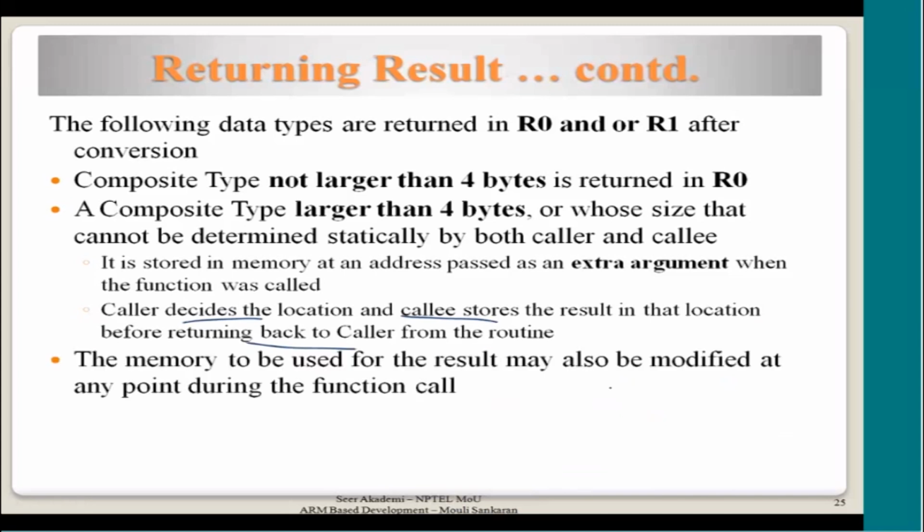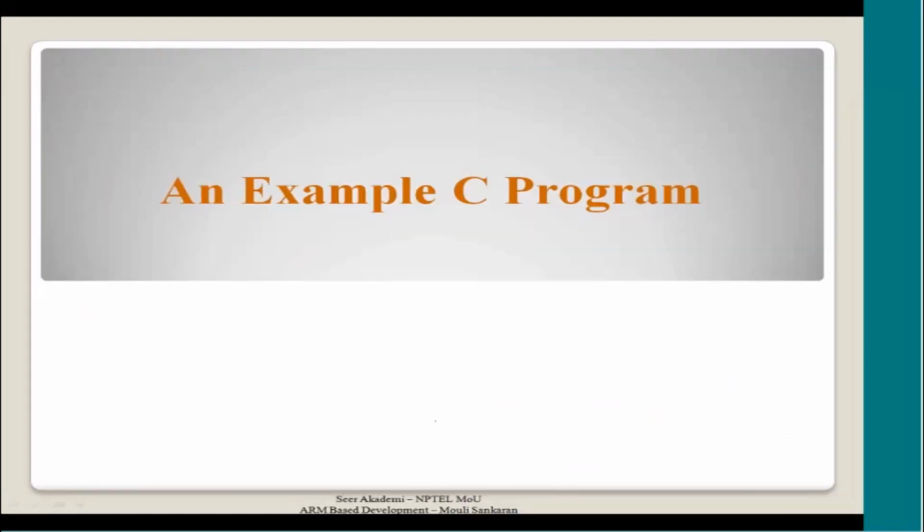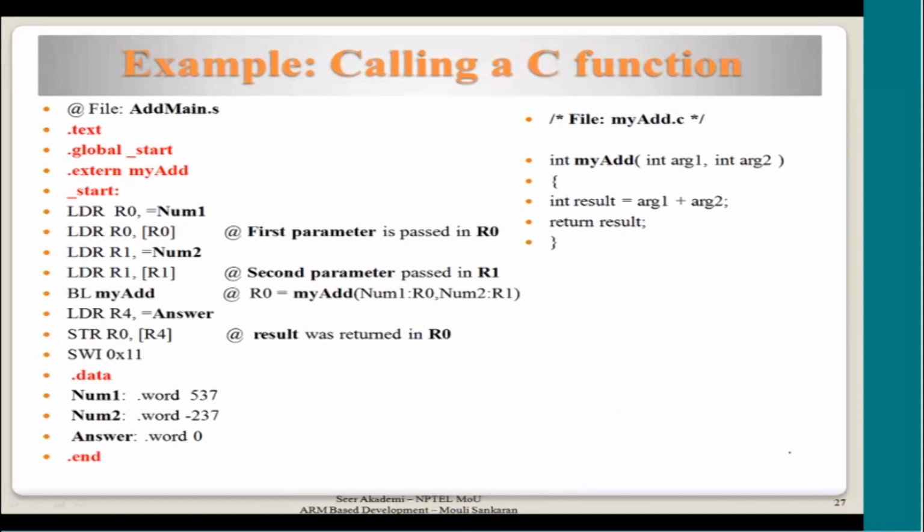The memory to be used for the result may also be modified at that point. So there is a possibility that even that could be modified during the function call. Okay. So let us not go too much into detail on this. Now, an example C program. Okay.